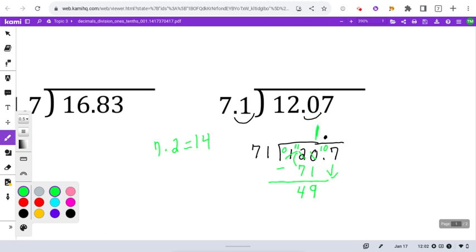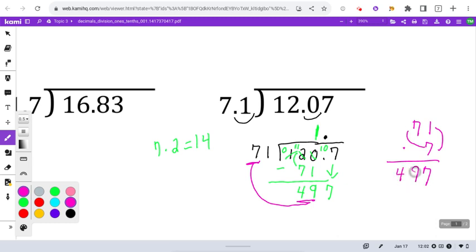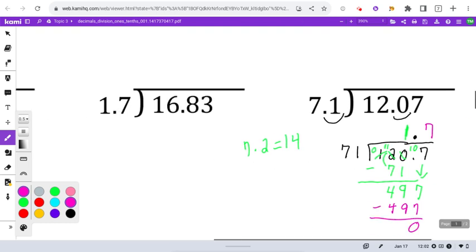Now we need to drop down this 7. And you should hopefully already immediately see this. Most of these problems are going to work out this way. So you see the 7 here, and you see the 49. You should immediately think 7 will be the answer, but let's test it to make sure. 71 times 7. 7 times 1 is 7. 7 times 7 is 49. And there it is. It works out perfectly. Times 7, 497, no remainder.